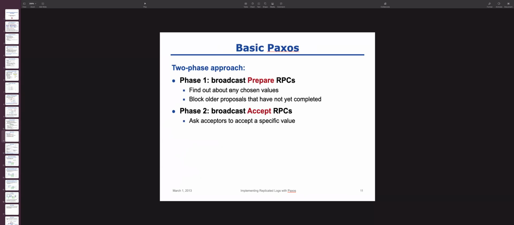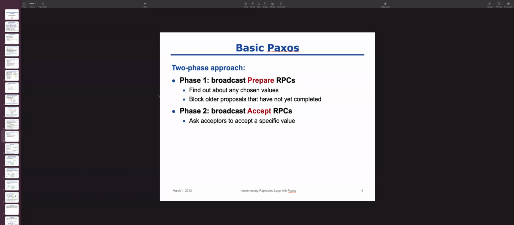Okay. So for the basic Paxos, we have a two-phase approach I mentioned, right? We'll broadcast the prepare RPC. And here we'll try to find out first if any value is chosen. And then the older proposals will get dropped. And then the chosen value will be sent in the accept RPC. So there are two phases.